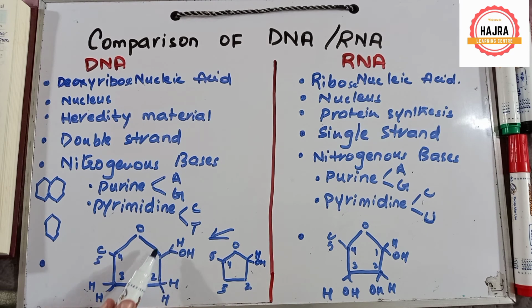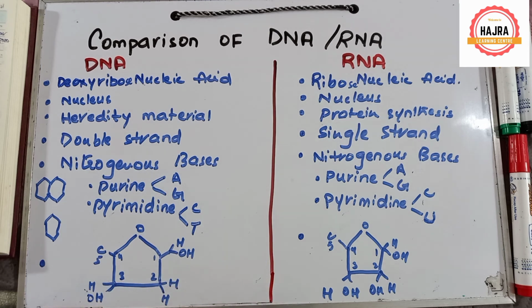At number 1 carbon, H and OH groups are present. At number 2 carbon, only an H group is present. At number 3 carbon, H and OH are both present. So why do we call it deoxyribose? Because at number 2 carbon there is no oxygen group. The oxygen group has been removed from carbon number 2. That is why we say deoxy.